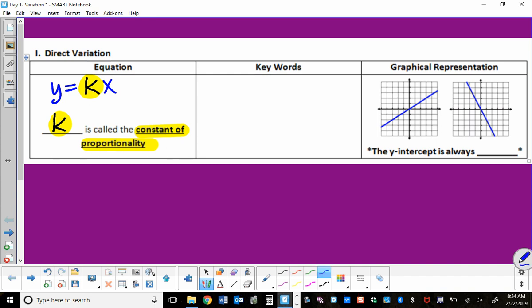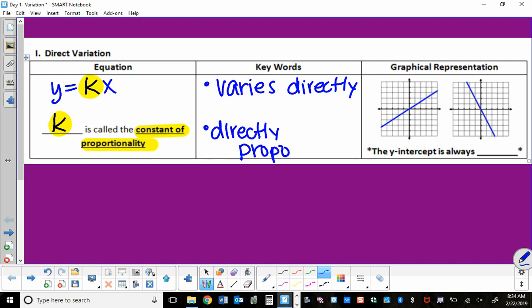Your important key words to know that it's direct variation are varies directly, and directly proportional. Basically, if you see that word direct, you know that we have a direct variation. In this lesson, we're going to use 3 different kinds of variation, so it's important that you pay attention to which one we're using.